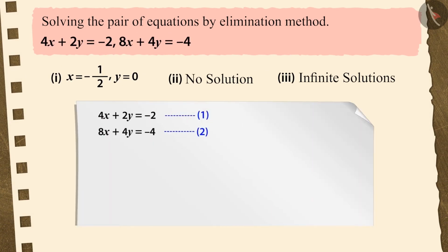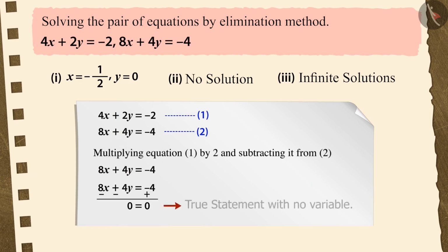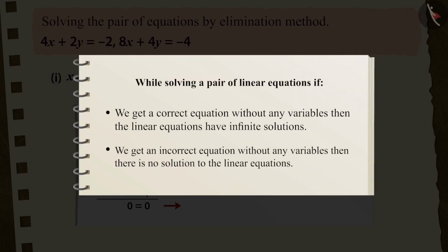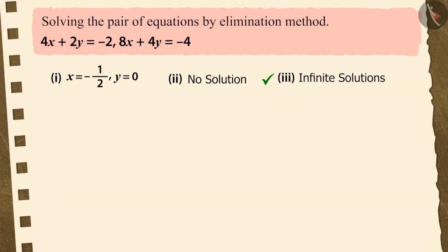In the given pair of linear equations, in order to eliminate one variable, when we multiply equation 1 by 2 and subtract it from equation 2, we get an equation with no variable. You must remember that whenever we get an equation without any variable in it, then there are infinite solutions to the pair of linear equations in that situation. Therefore, there will be an infinite solution to this pair of linear equations. Hence, option 3 is correct.